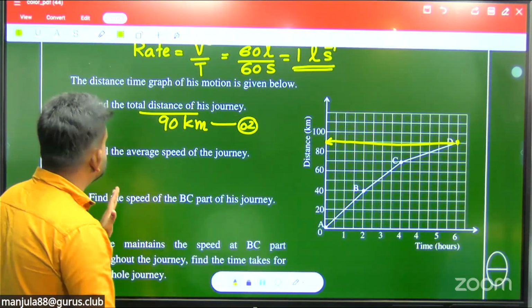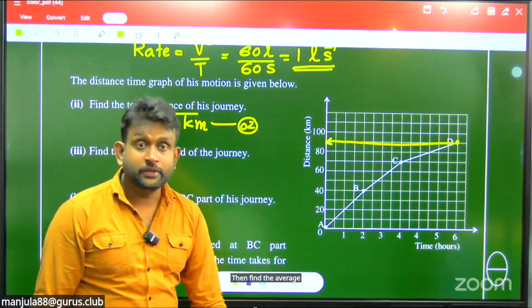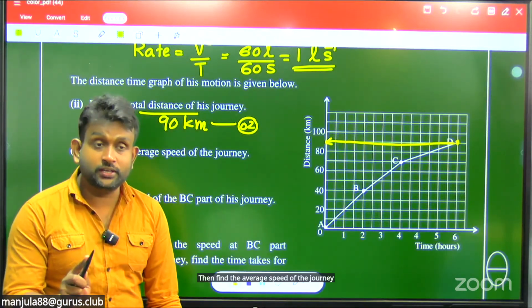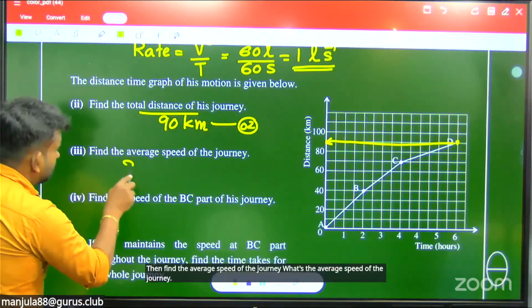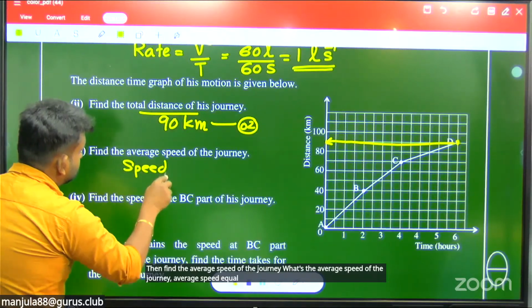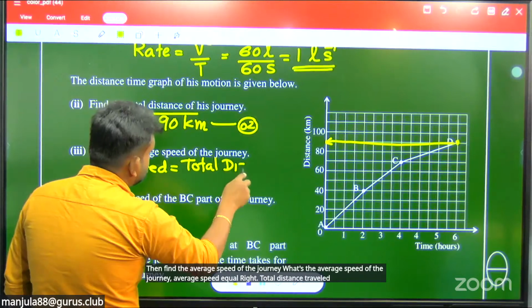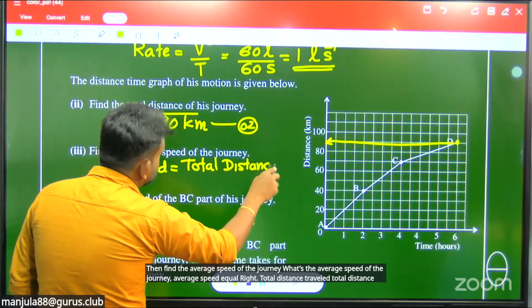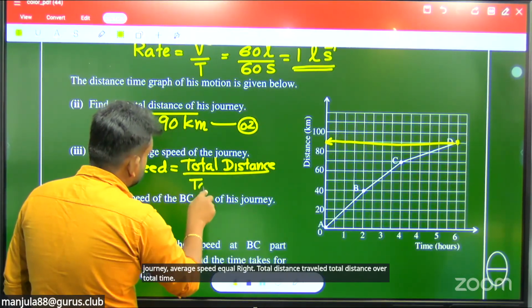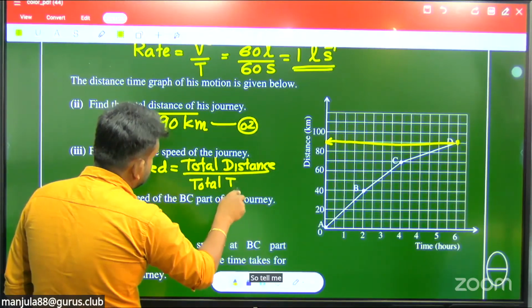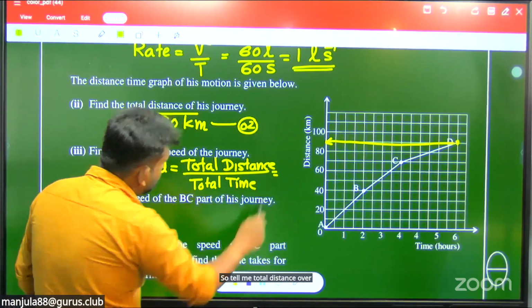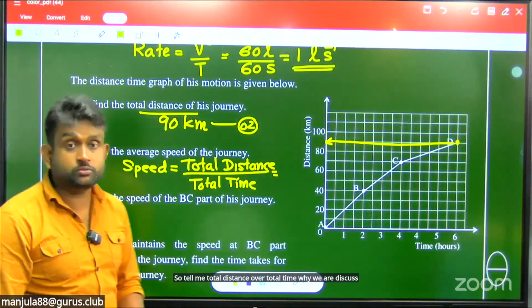Then find the average speed of the journey. What's the average speed of the journey? Average speed equals total distance traveled over total time. So tell me, total distance over total time. Why are we discussing an average speed concept?